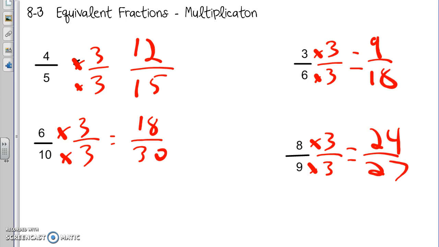Hopefully that helps you out. You can look at the book. You can check on Google to look for something else. Or you can rewatch this video if you still don't get it. Obviously, your teacher will help you as well. So I think you'll do really well. Good luck with solving equivalent fractions by multiplication for 8-3.